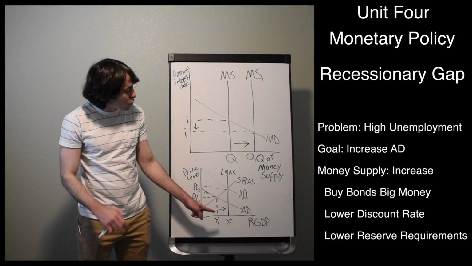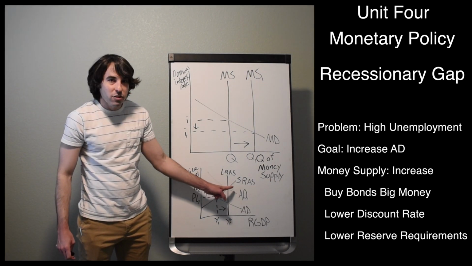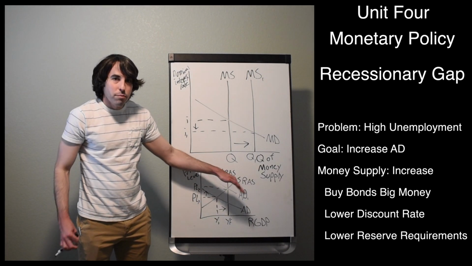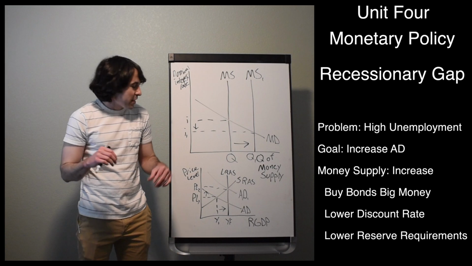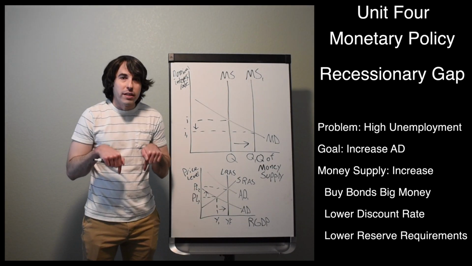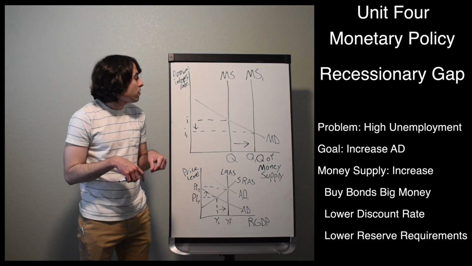Because this is a short run effect, wages are sticky in the short run. Price level goes up, but I'm still making the same amount that I used to. My real wage is going to go down, but that's not the end of the world because our unemployment rate is going down as well.